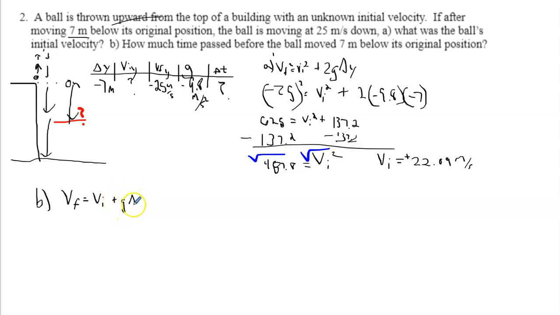Again, signs are very important in this. If you don't put in the positive or negative signs, then you'll get wrong answers. So this is negative 25 for VF. VI is the answer we just got, so that's a positive 22.09. Gravity is still negative 9.8. And the time variable, delta t, is what we're looking for. So first we're going to subtract the 22.09 from each side.